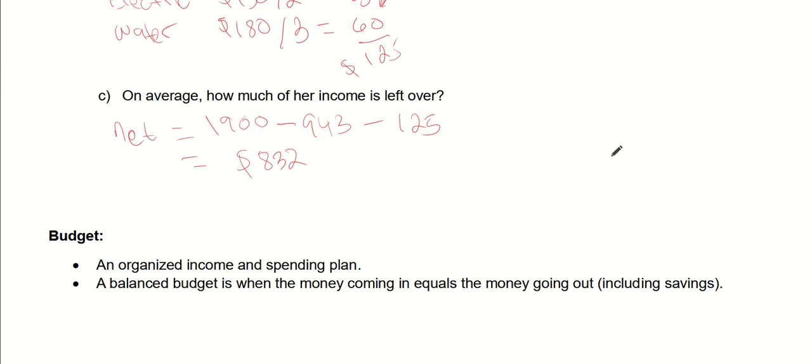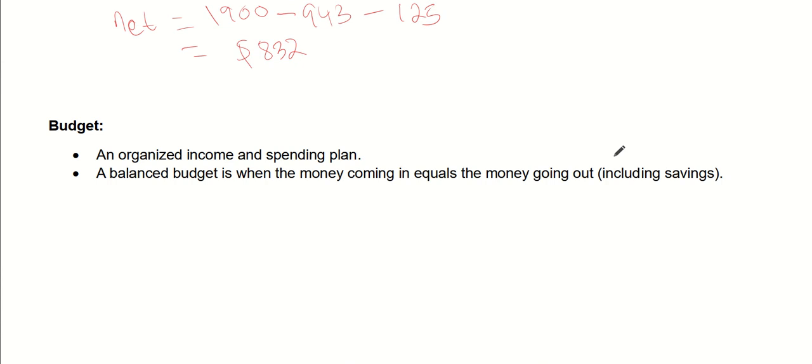Okay, let's move on. What is a budget? A budget is basically how you organize your income. So you have the money you're pulling in, your expenditures, and when you subtract them, that's the balance. When you balance a budget, the money coming in equals the money going out, including your savings. Ideally, you would like to balance your budget, and in your budget, you will also have a savings section where the rest of your money goes.